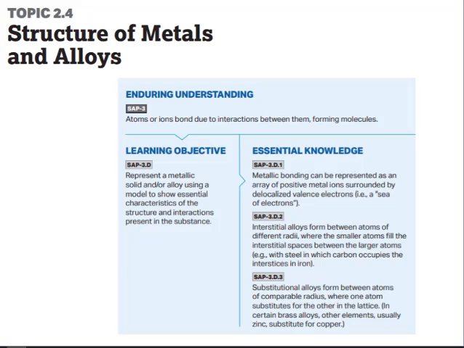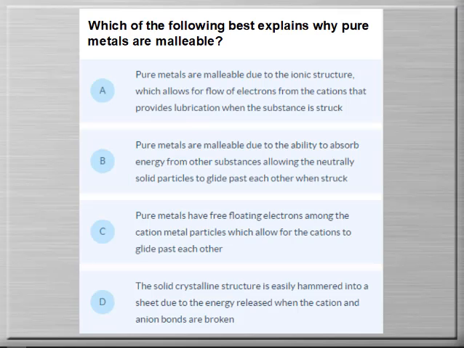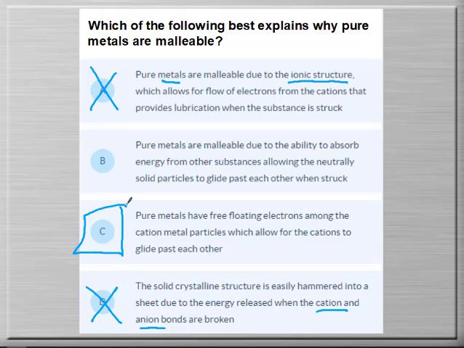So let's look at the properties of metals and alloys. Go ahead and pause the video and look at this question. Restart when you're done. We've talked about it before. If it's a pure metal, then it's not going to be an ionic structure, so that's wrong. D is talking about cations and anions, but if it's a pure metal, then I wouldn't have cations and anions. Again, that's ionic. So the answer should have been C, because the pure metals have free floating electrons among those cations, which allow for the cations to glide past each other, like we saw earlier with the silver picture.